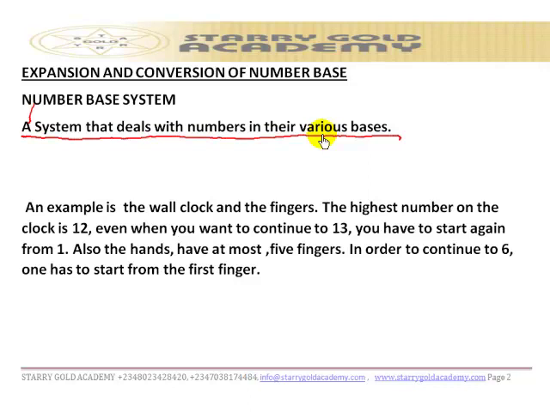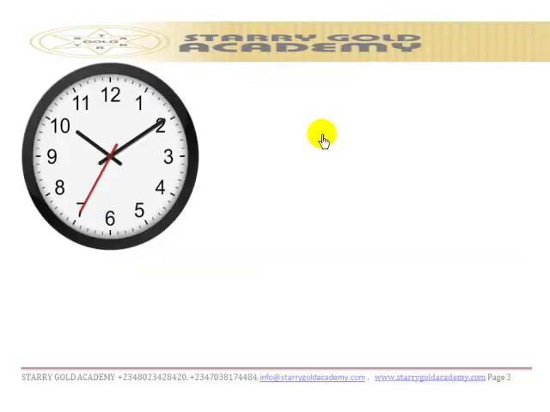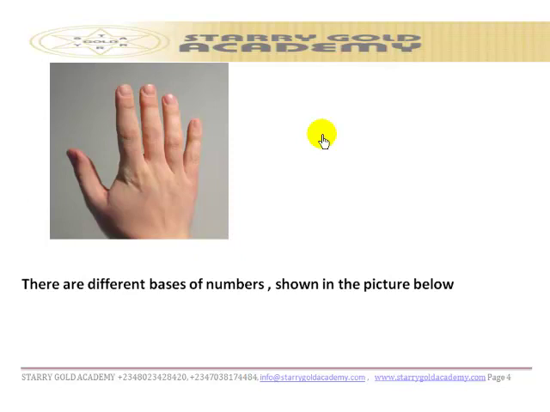Once you get to 11, you're back to 0. Your fingers also operate this way. We have 5 fingers. If you want to count over 5, you have to go back to the first finger to continue at 6, 7, 8, 9, 10. Then go back to the first finger again and count 11, 12. That's how it works.